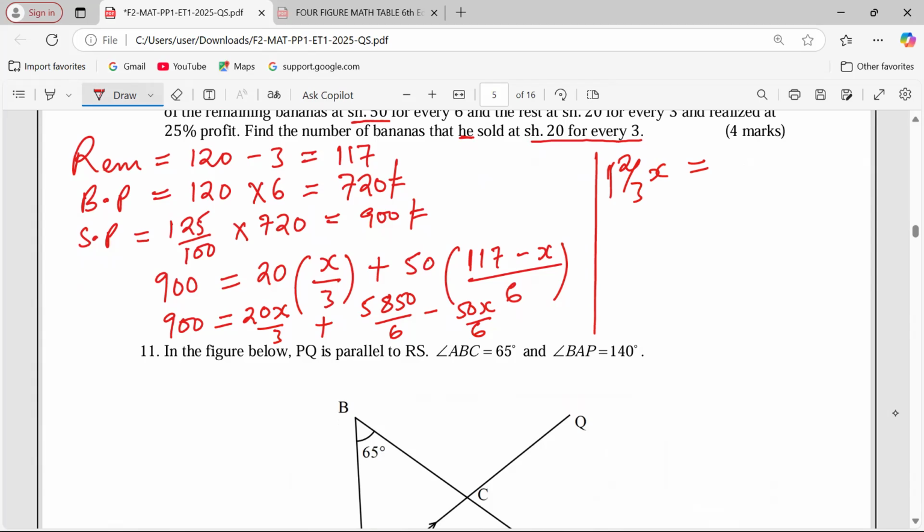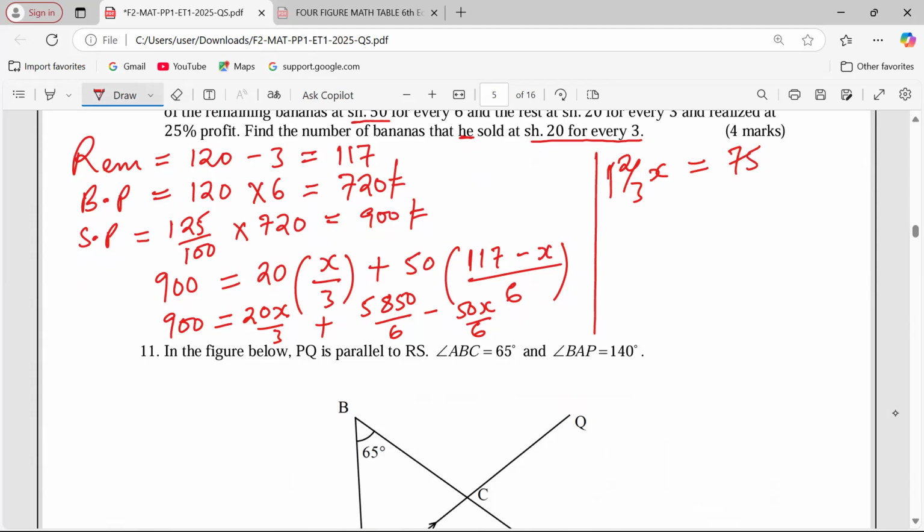Then now we bring 5850 over 6 minus 900. This one now is becoming 75. Yeah, exactly 75.